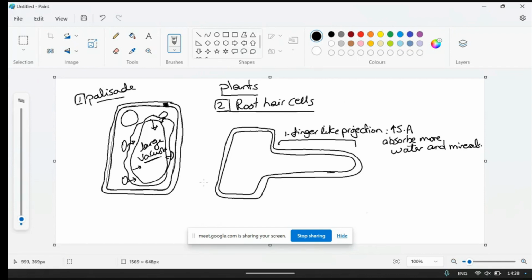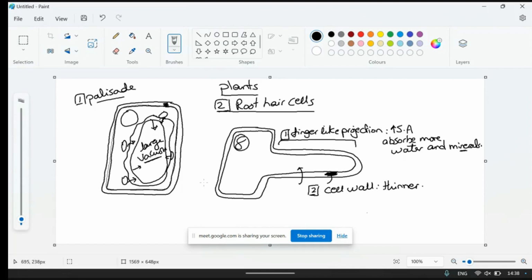Also, the second adaptation is that they have a thinner cell wall than other plant cells, so that water and minerals can go inside easily. What are minerals? Minerals are like calcium, iron, potassium, chloride ions, and sodium ions. They are found in the periodic table, only elements. The plant needs them to form substances and nutrients inside them.